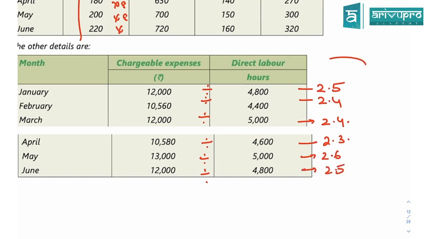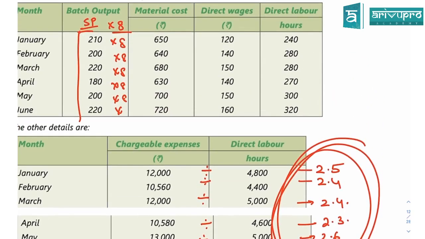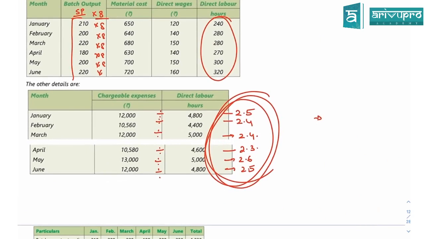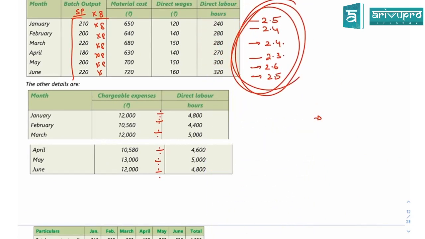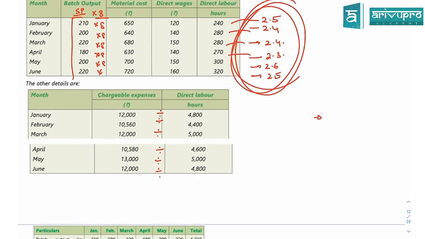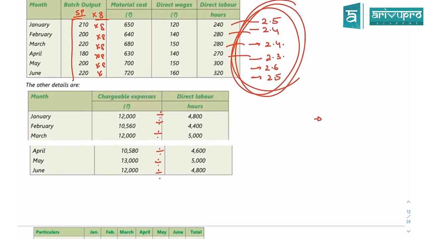So once I know my rate, I will multiply with the respective labor hours of that particular month. Are you clear? So I will take this and multiply with each of this. So I end up getting my chargeable expense. Did you understand this? Overheads chapter, I have spent enough time on this. If you have any doubt, please let me know.